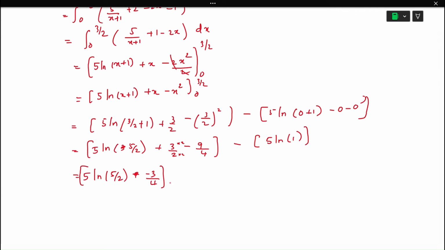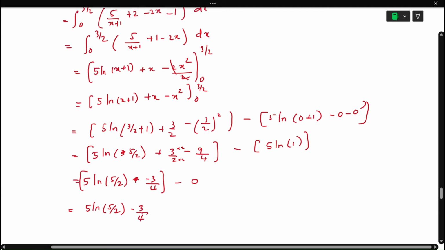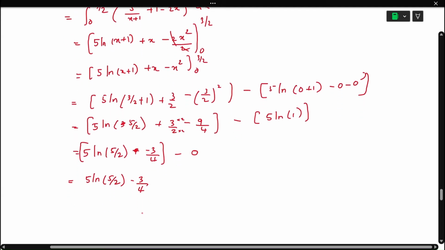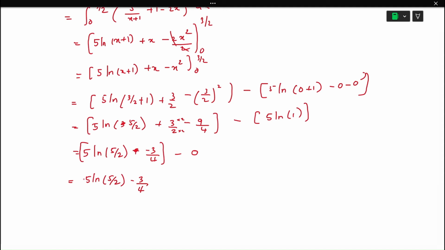Second part, we know log of 1 is 0, so the entire thing becomes 0. So here 5 log 5 by 2 minus 3 by 4. This is the final answer. If it's a calculator paper, we can get the remaining value, but this is a non-calculator paper, so we cannot go further. Okay, we have to stop here. That's the final answer for the area.